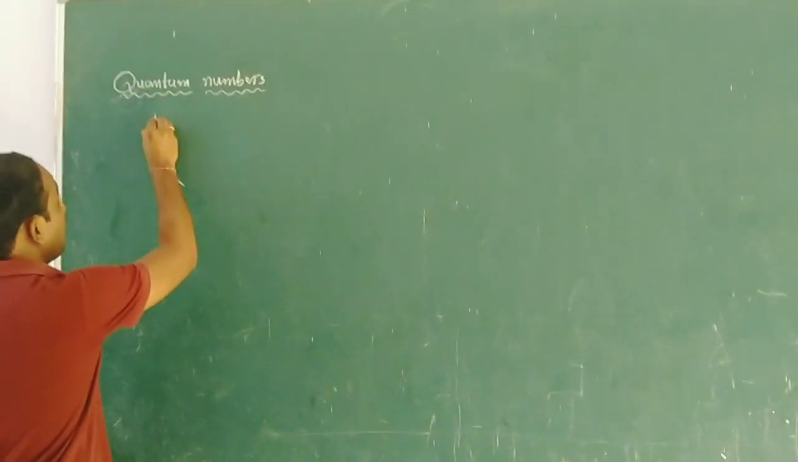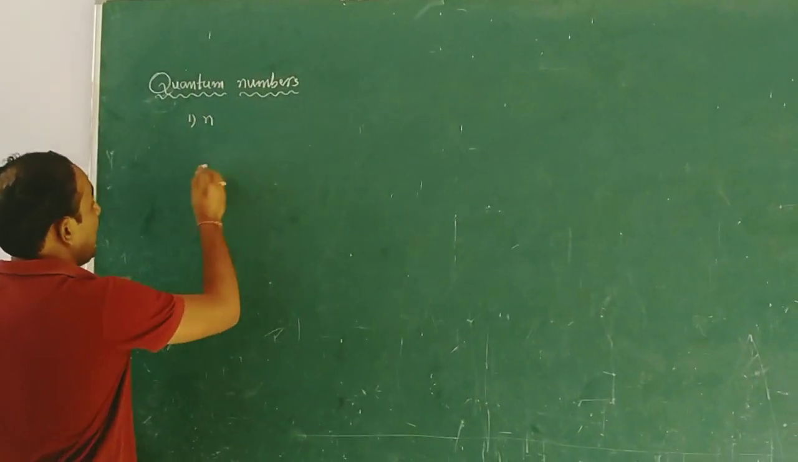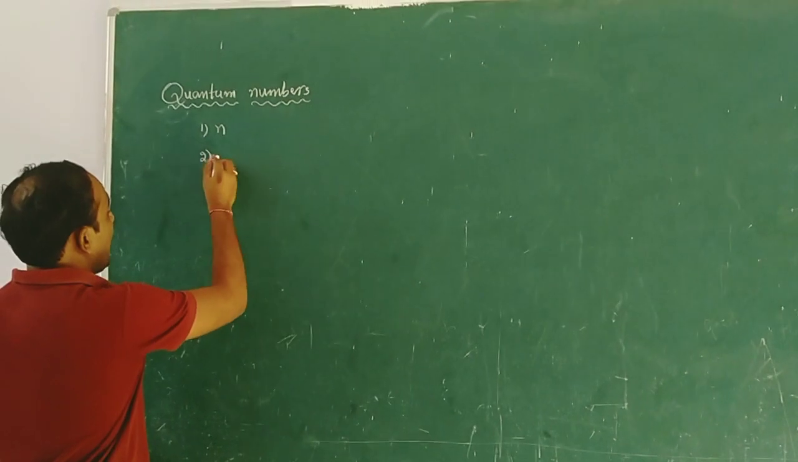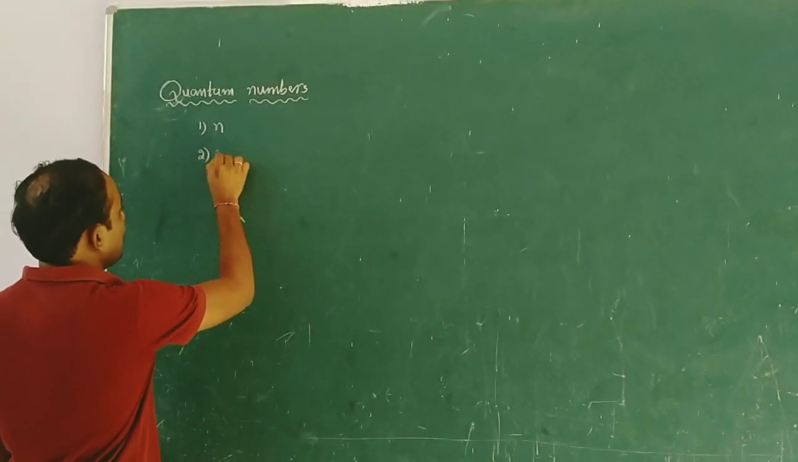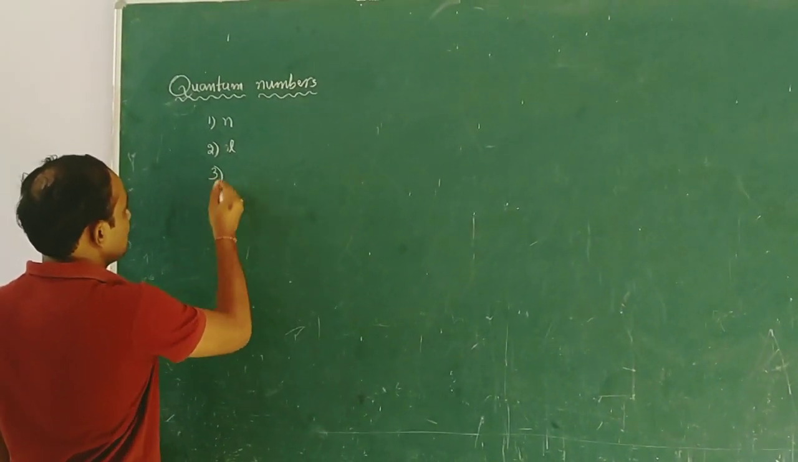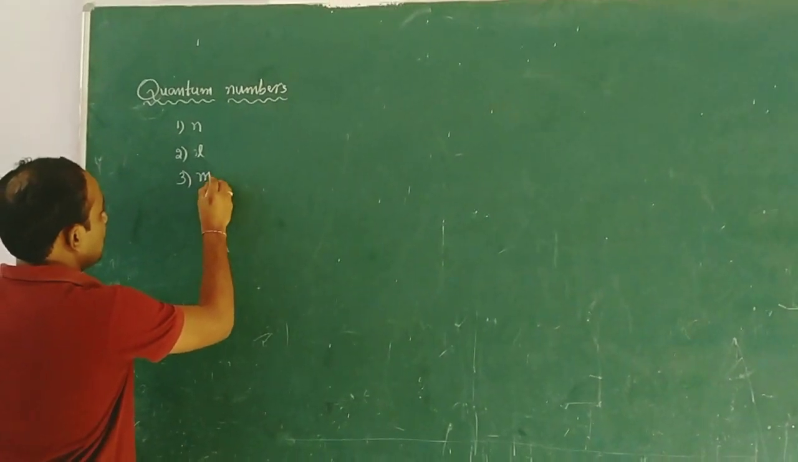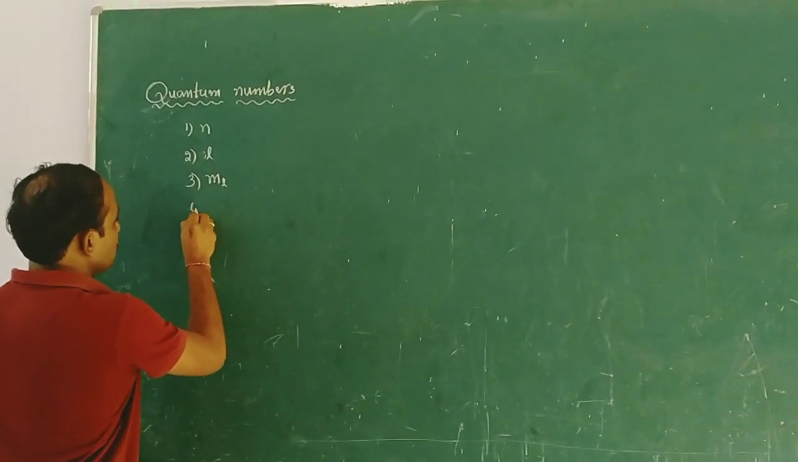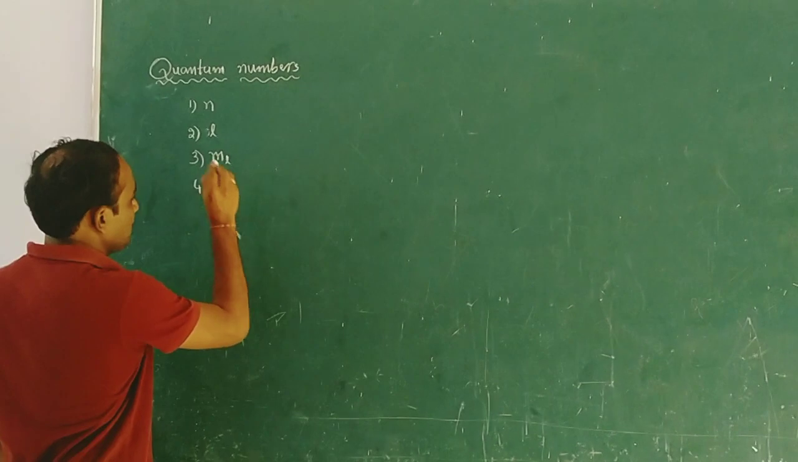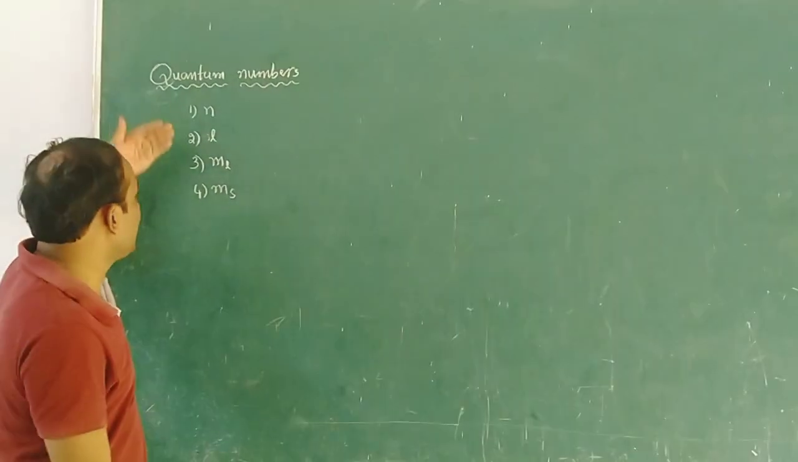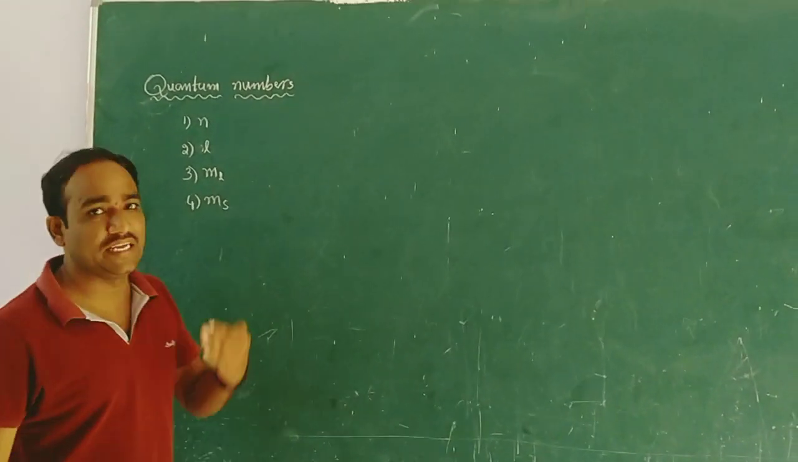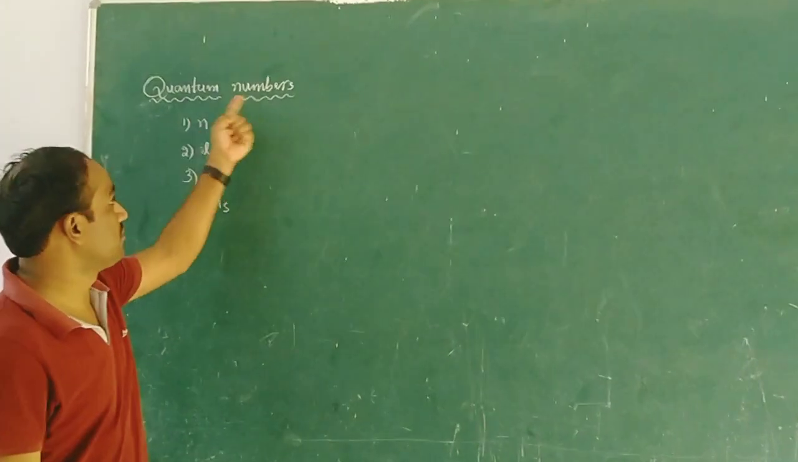First one is the principal quantum number, the second one is the angular momentum quantum number, the third one is the magnetic quantum number, and the fourth one is the spin quantum number. But we follow four instructions for the quantum numbers.